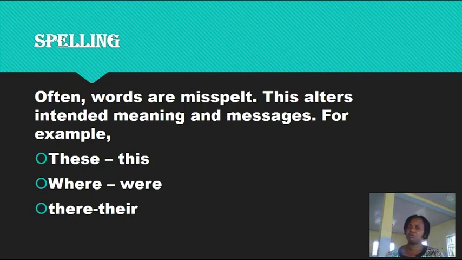These shows plural, this singular. Where has to do with place. Were is an auxiliary verb, a past tense of are. So I don't see the relationship between the both.